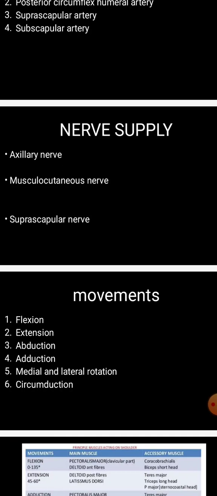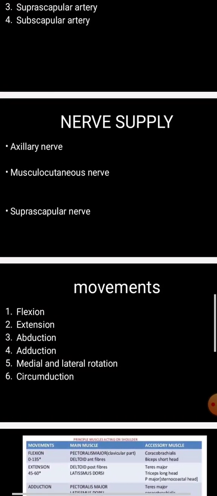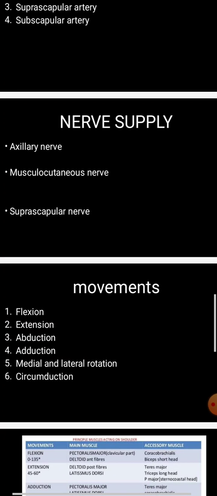The movements which are produced in the shoulder joint are flexion, extension, abduction, adduction, medial and lateral rotation, and one more motion, that is circumduction. You know that flexion is decrease in the angle, extension is increase in the angle. Abduction basically means movement of the whole arm or the shoulder away from the body. Adduction means movement towards the body.